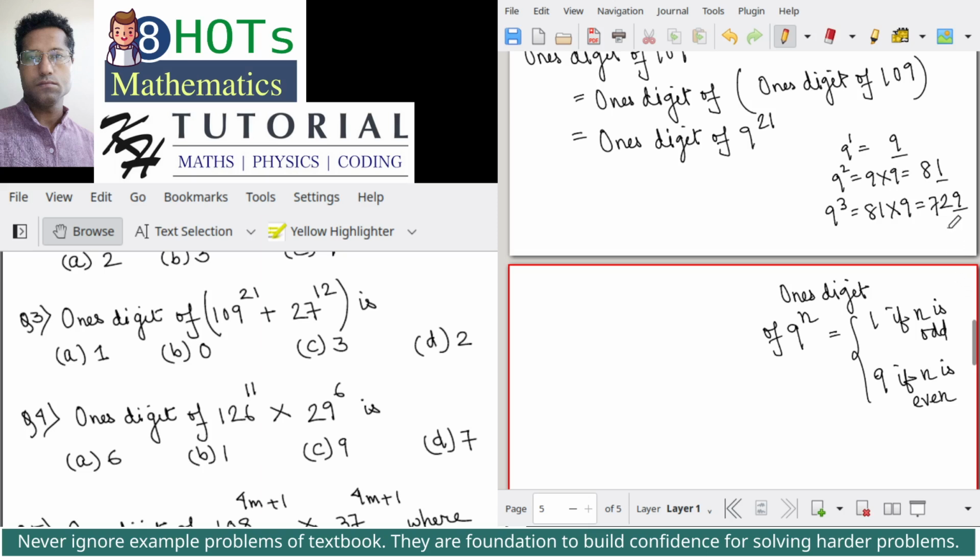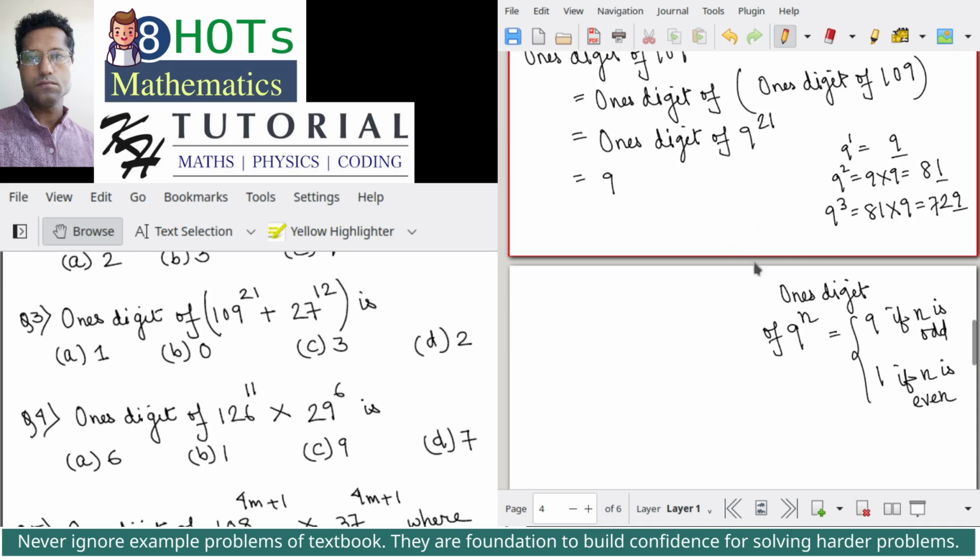Oh, I made a mistake. The ones digit of 9 to the power n will be 9 if n is odd, and it will be 1 if n is even. So we have to find the ones digit of 9 to the power 21. The power 21 is odd, so definitely it will be 9.